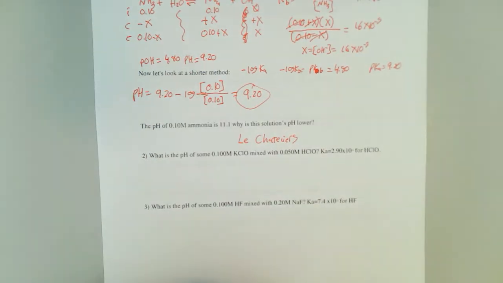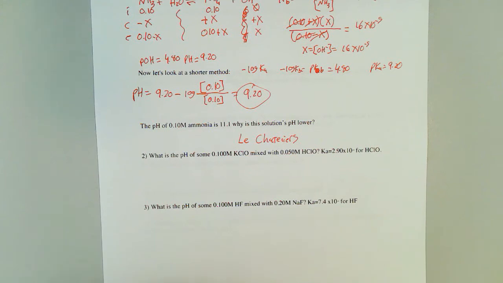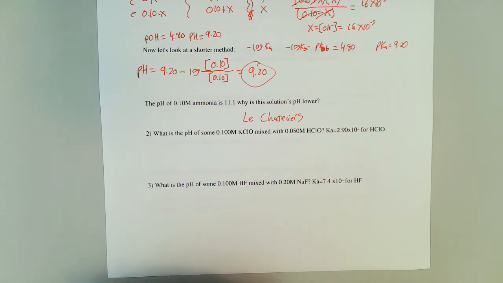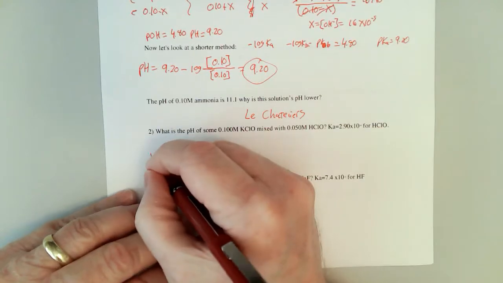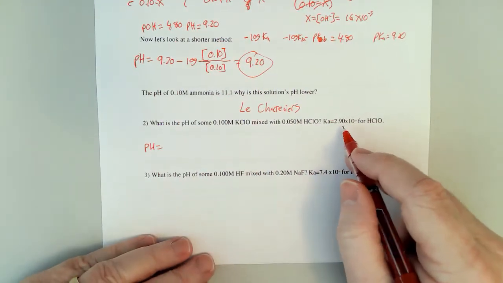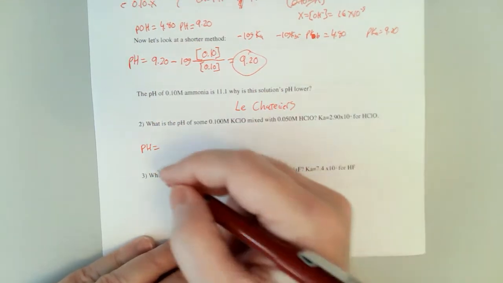That's the explanation. So I've got a few questions here that I basically just designed to see, can you distinguish between which species is HA and which species is A minus? So here, pH equals, I need the pKa. So the negative log of 2.9 times 6, that comes out to be 7.54.